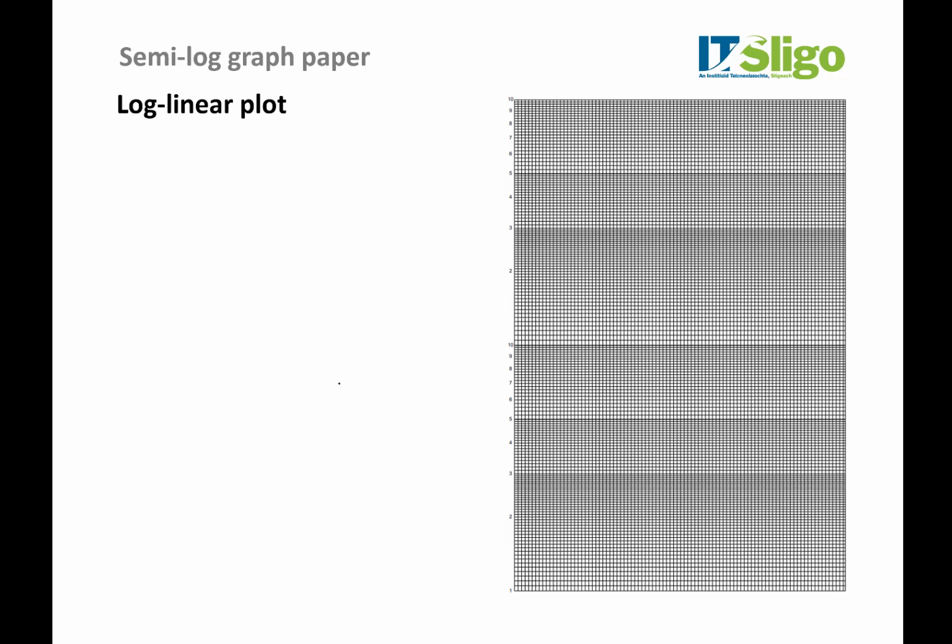So here, guys, we've got log-linear paper on the right-hand side. There are 2 cycles. You can see it goes from 1 to 10, and each of these is a cycle. And they represent, say, this could be 10 to the power of 0, and then the next cycle up will be 10 to the power of 1, and the next cycle. So once you choose a starting cycle, they increase as you go upwards.